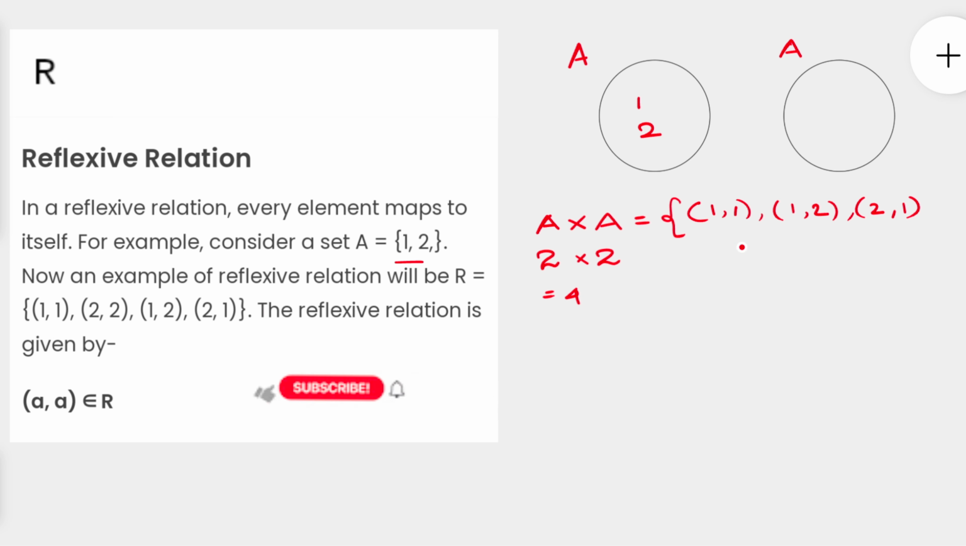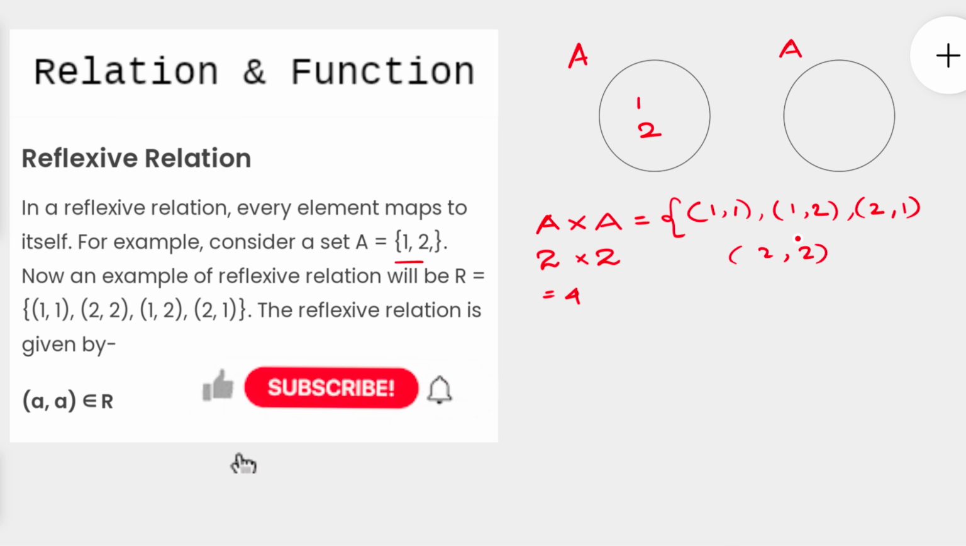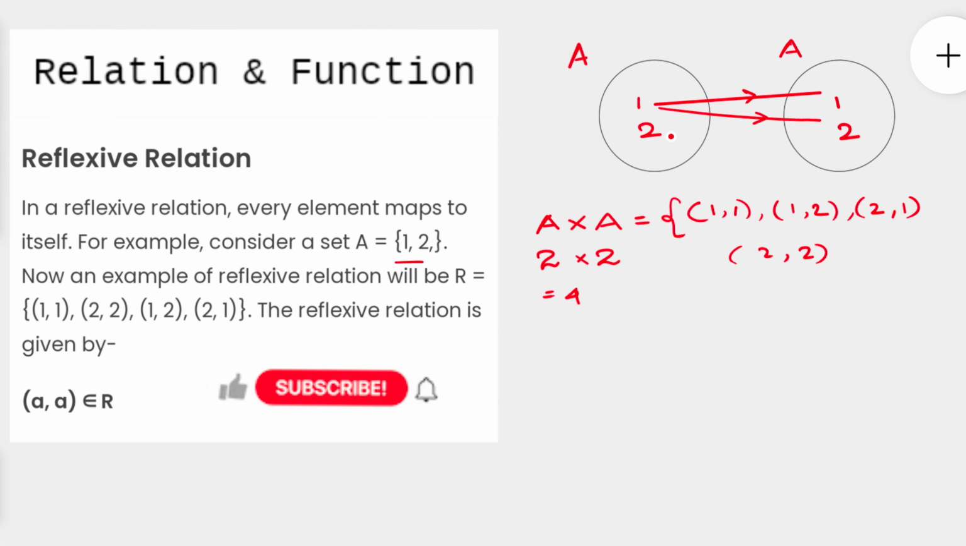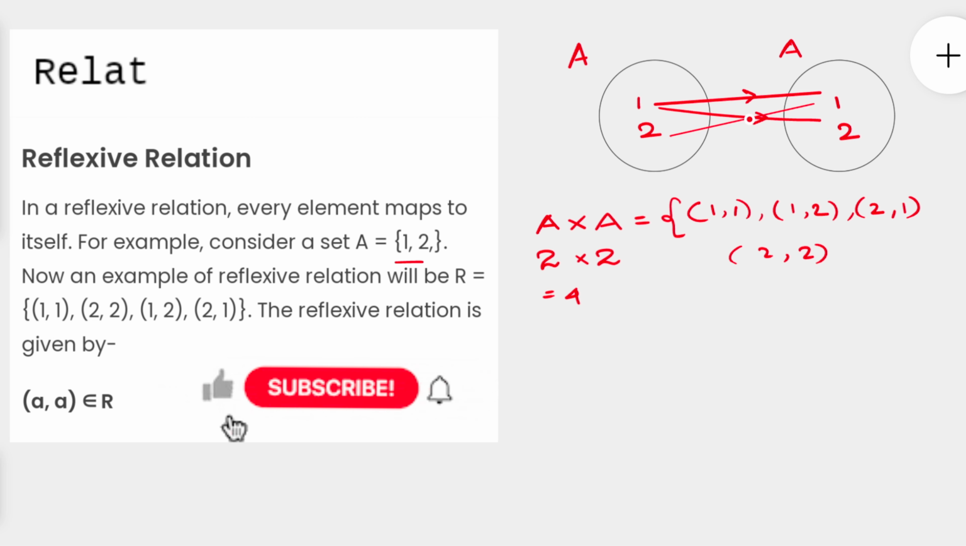Now how do you get these ordered pairs? Let us quickly revise it. How do you map it? First of all, the first element of set A, that is 1, will be mapped with 1, and then it will be mapped with 2. Similarly, the element 2 will have a mapping with 1, and it will have a mapping with 2. That is how the ordered pairs are formed.